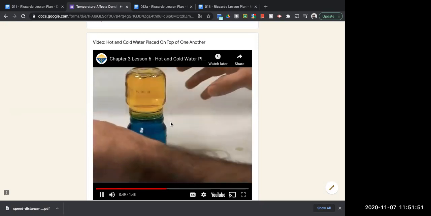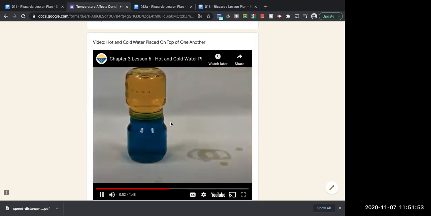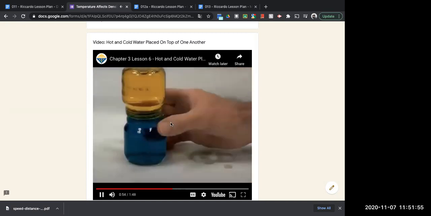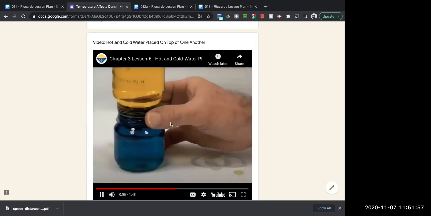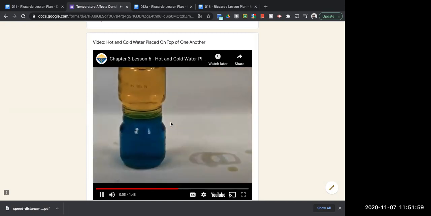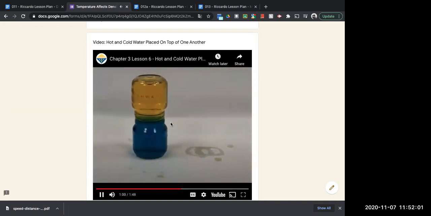Although removing the card resulted in a little mixing and a little spilling, the hot yellow water remained in the top jar and the cold blue water remained in the bottom jar. Now, let's flip it.